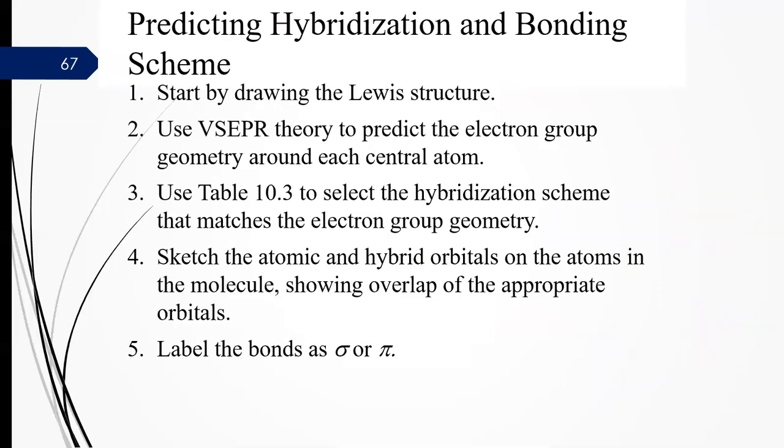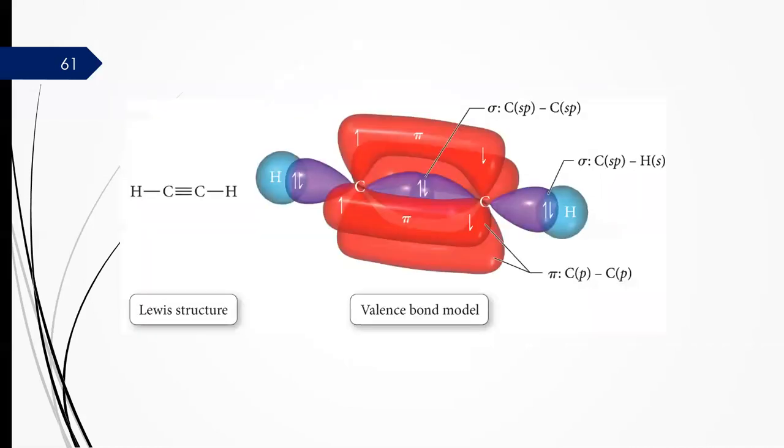So when you're ready to do your hybridization scheme, you've got to draw your Lewis structure first, then use VSEPR theory to predict the electron group geometry, and then from there, you can match it up with your hybridization. For the bonding scheme, which is what we're going to be working on next, we're going to be moving on to looking at how they overlap. So we want to write which ones are sigma bonds, which ones are pi's. Then we should be able to say which orbitals are overlapping between them. And so that's the next challenge for that part.